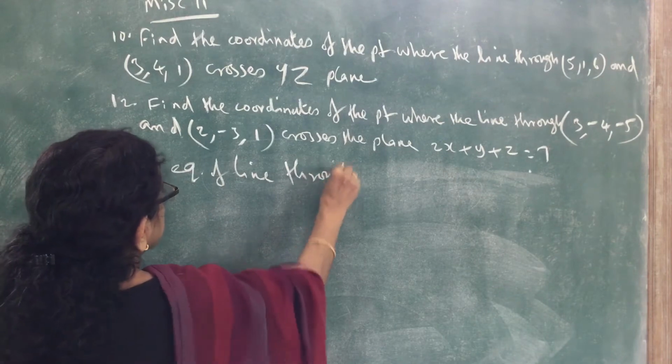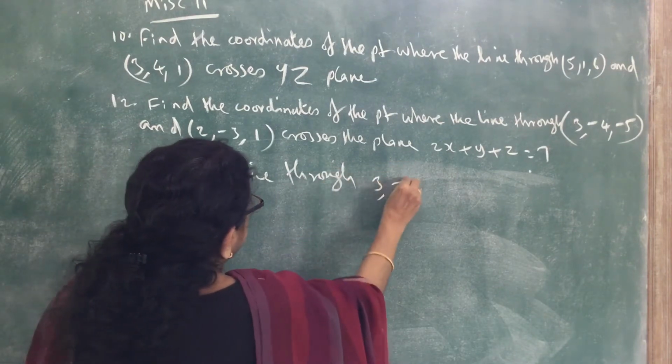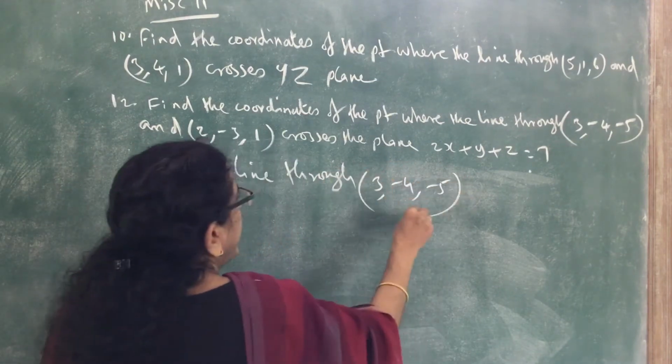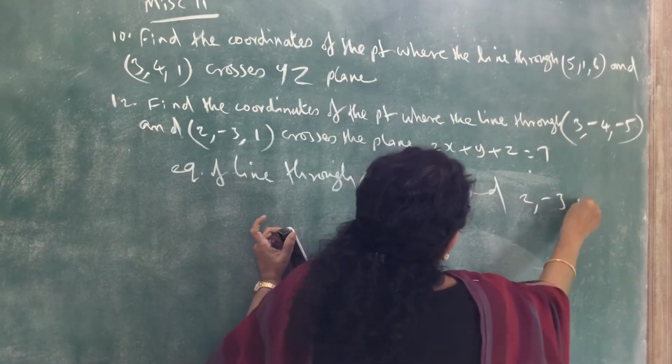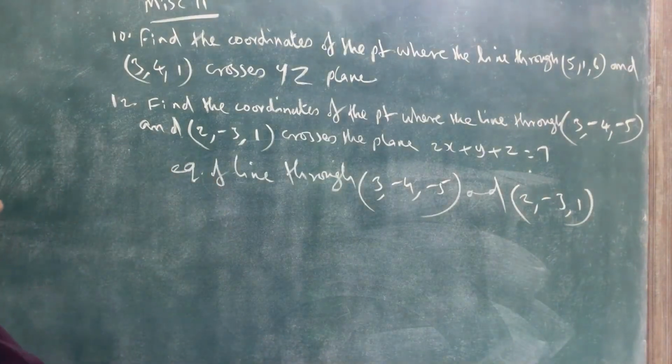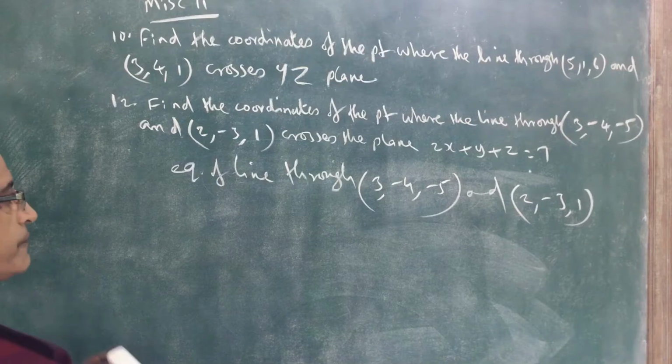through (3, -4, -5) and (2, -3, 1). So find the equation of the line passing through these 2 points, (3, -4, -5) and (2, -3, 1).